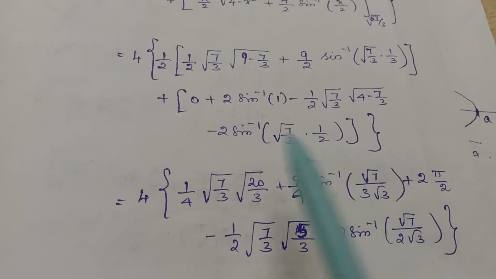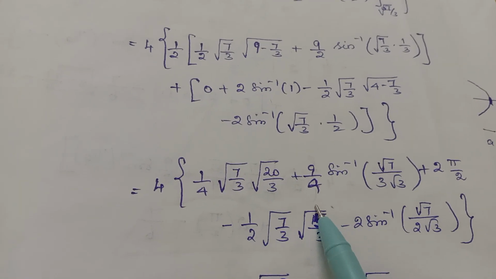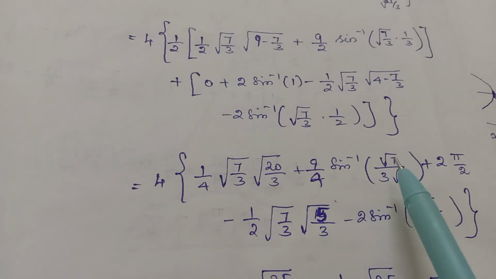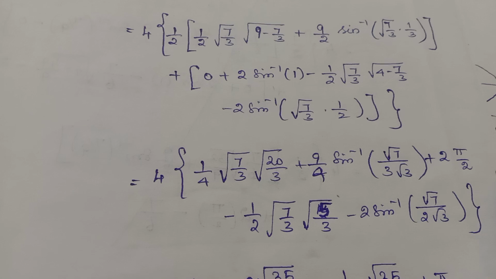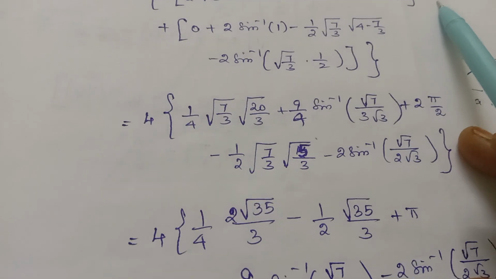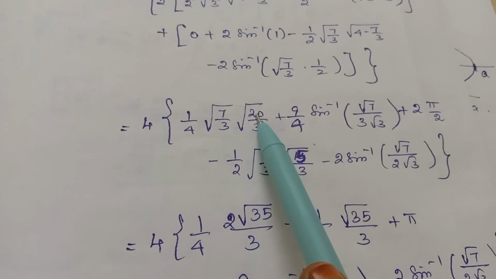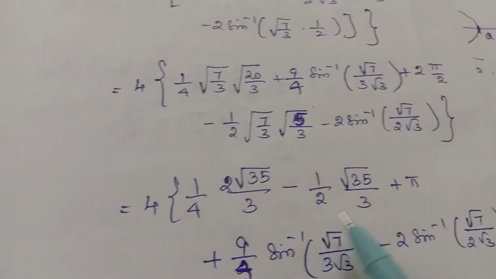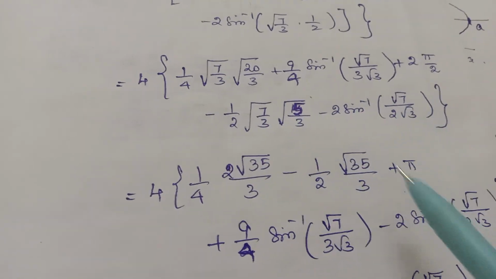Okay, let us do the simplification. So multiply this 1 by 2 inside. So 1 by 4 root 7 by 3 root 20 by 3 plus 9 by 4 sin inverse of root 7 by 3 root 3 plus here this will be pi by 2, no, sin inverse of 1. So 2 pi by 2 minus 1 by 2 root 7 by 3 root 5 by 3 minus 2 sin inverse of root 7 by 2 root 3. So this is nothing but 4 into 5, which can be written as 2 root 5. So 2 root 35 by 3. Here this will be 3 minus 1 by 2. This term I have written again: 1 by 2 root 35 by 3 plus pi, and the sine terms I have combined together.